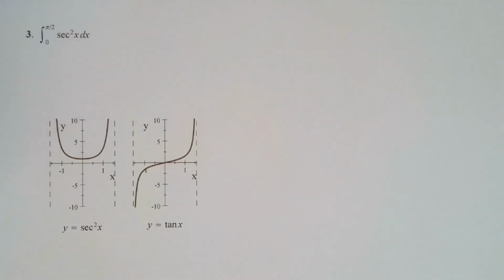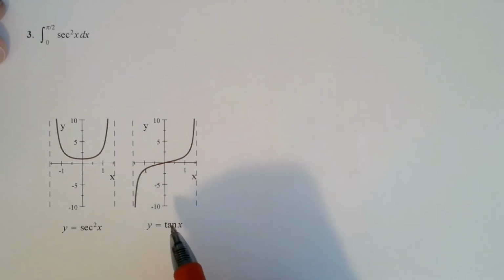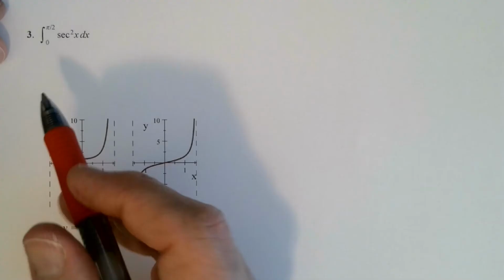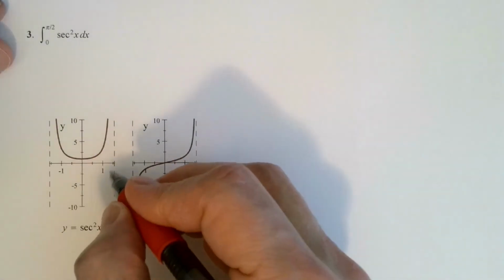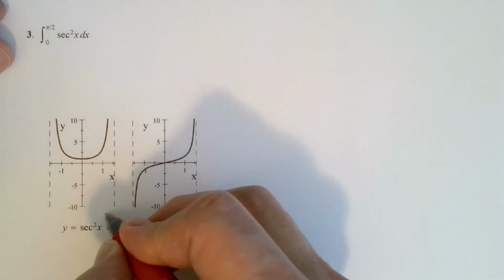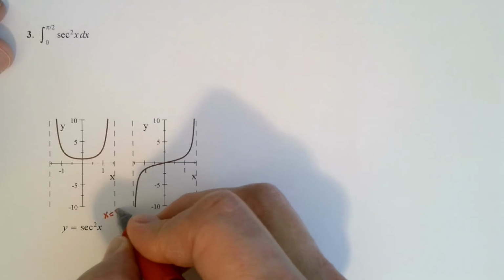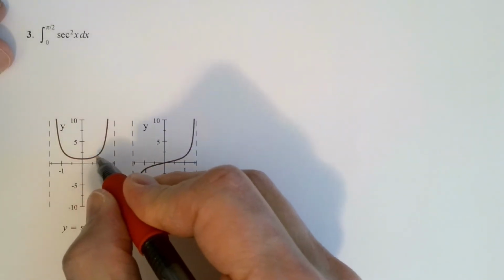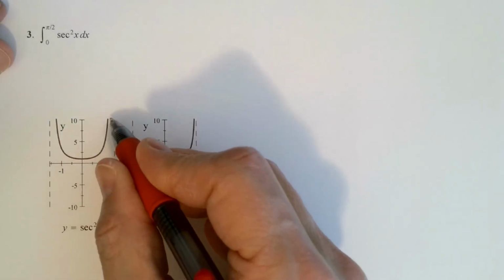Now I've included the graph of both secant squared x and tangent x. You'll see why tangent x. Hopefully you realize why. But look at the graph of secant x, right? We're going from 0, and this is pi over 2 right here. This is x equal pi over 2, this vertical line. As we get closer and closer to pi over 2, secant has a vertical asymptote.